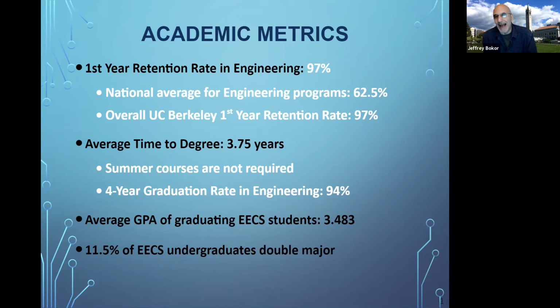So while I say 97% of students make it through the first year, almost all of them make it all the way through to graduation. 94% of our entering students graduate, with an average GPA in the EECS major of just under 3.5. And a large percentage of our undergraduates actually take a double major in EECS plus something else, 11.5%.